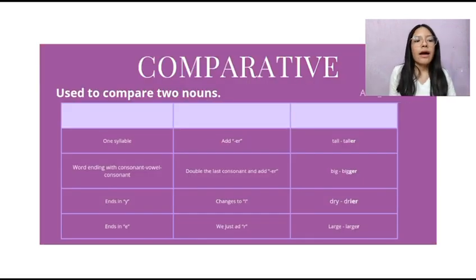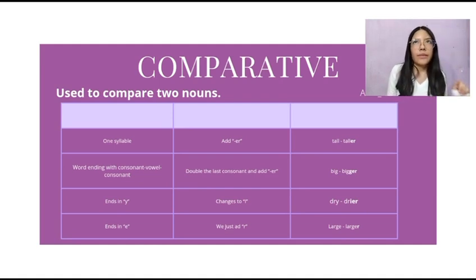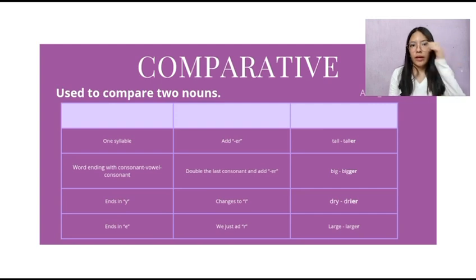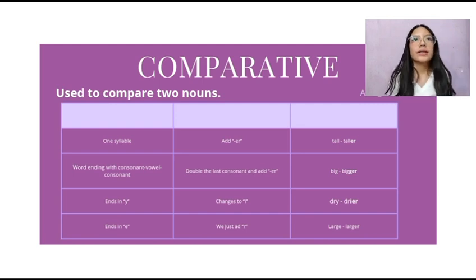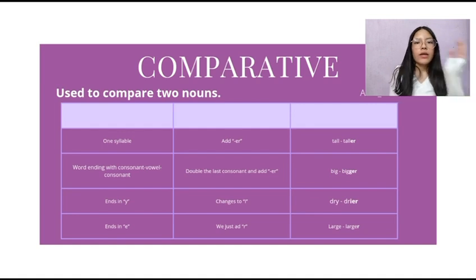Comparative adjectives are used to compare two nouns, but there are several rules that we have to follow. The first one is that when the word is one syllable, we have to add er at the end. Another rule is that when the word ends in consonant, vowel, consonant, we have to double the last consonant and then add er. For example, big, bigger.